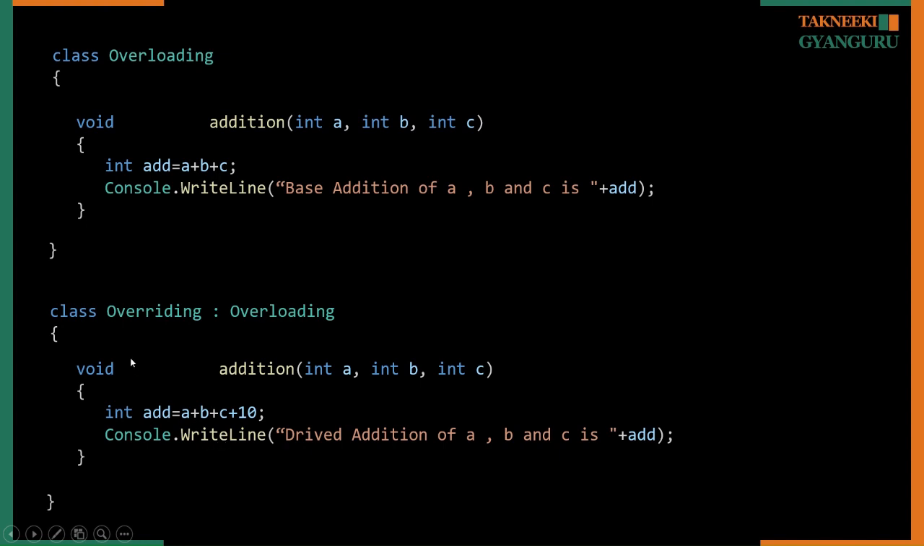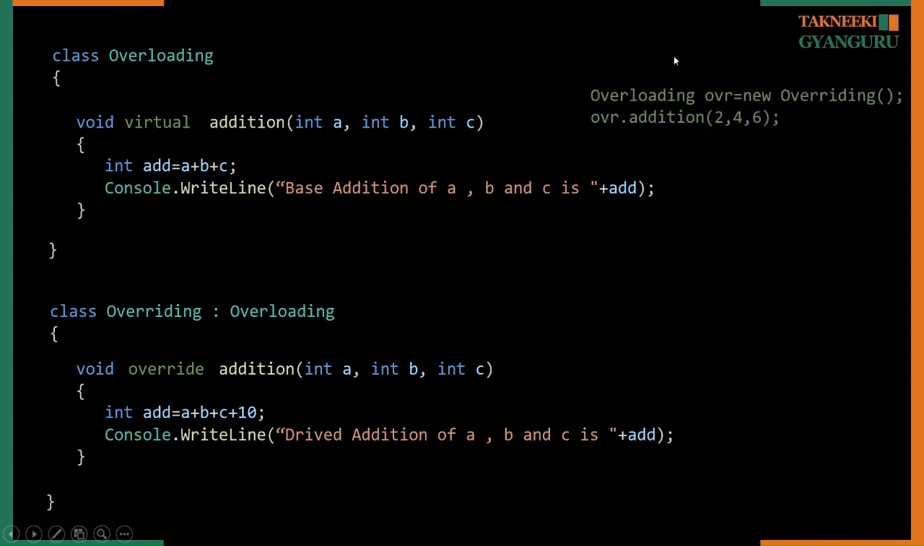Now will this work? This will work, right? But whenever we call addition, it will always call this method. This method won't override. So how will we override this? First of all, we need to add the keyword override here. And one more thing: in the derived class we need to put the keyword override, and in the base class we need to put the keyword virtual, then the override will be done. Then when we call this one, this method will be called.